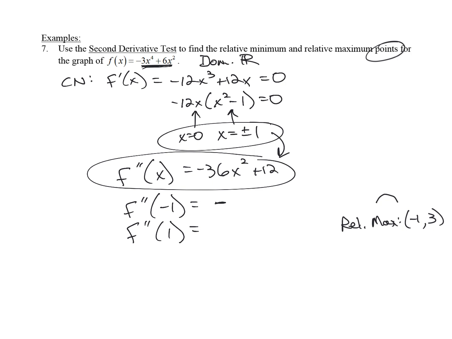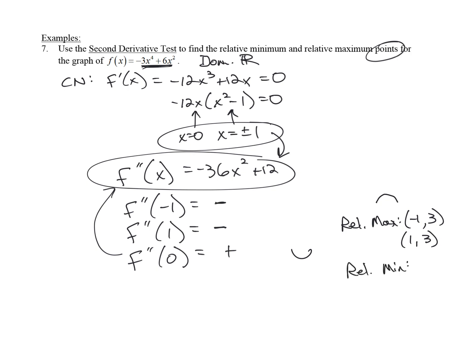Okay, now let's do f double prime of 1. Well, isn't that the same thing? It's also negative because you're squaring it right there. So you have another relative max at 1. And again, when you plug that in there, you're going to get another 3. So there's our relative maxes. And then let's try the other one at 0. When you put that in the second derivative, what do you get? Positive. So what's happening there? Relative minimum. So the relative minimum is at 0, and plugging it back in, you get 0.